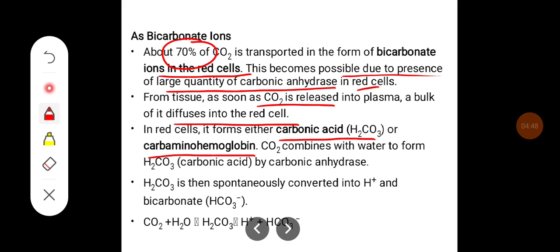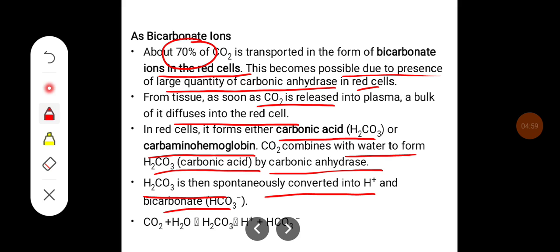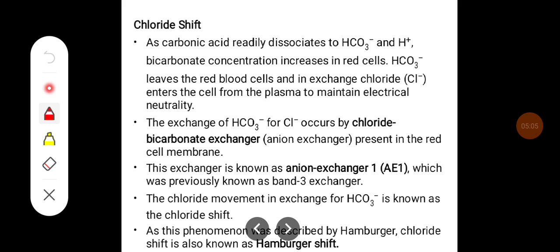Carbon dioxide combines with water to form carbonic acid by carbonic anhydrase. Then carbonic acid spontaneously converts into H plus ions and bicarbonate. Okay, so here you can see there will be formation of H plus ions and bicarbonate ions. As carbonic acid readily dissociates into HCO3 and H plus ions, bicarbonate concentration increases in red cells.